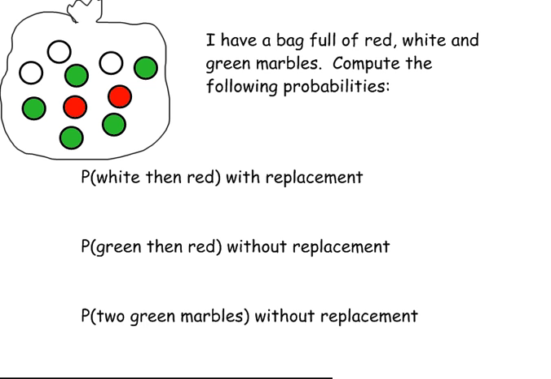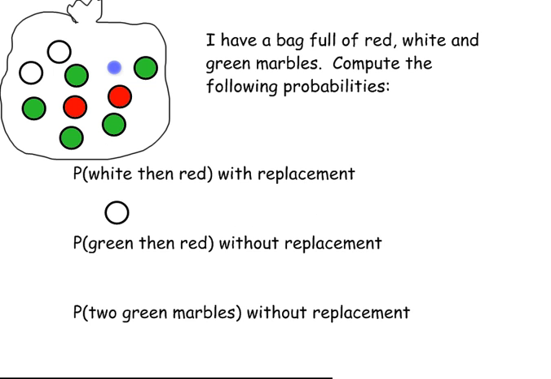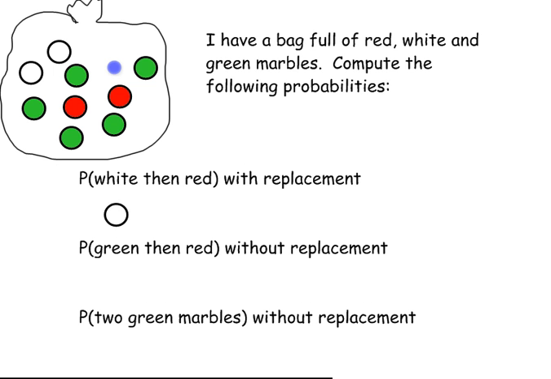We have a bag full of marbles, and they're red and white and green. We're going to compute the following probabilities. The first one is, what is the probability the first one is white, and then the second one is red, with replacement? And this with replacement and without replacement is important. On this first example, it says I draw a white, and then a red with replacement. So it means after I draw the white, I put it back inside. Without replacement, like on the second one, means I draw a green, and then I keep it out when I'm drawing for the next one.